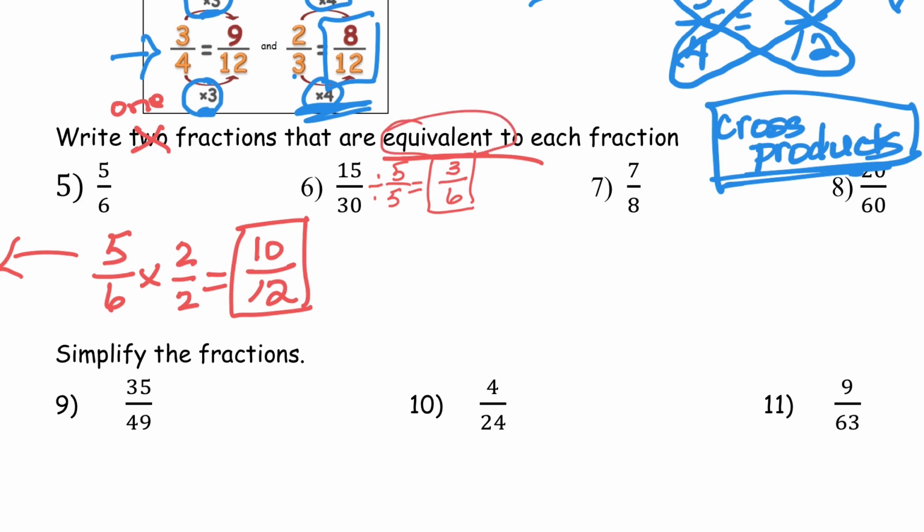Okay, try number 7. You know what? Number 7 we'll just do together. We're going to multiply by 2 over 2, and our final answer is 14 over 16. Okay, let's see what the rest of your assignment is for today.